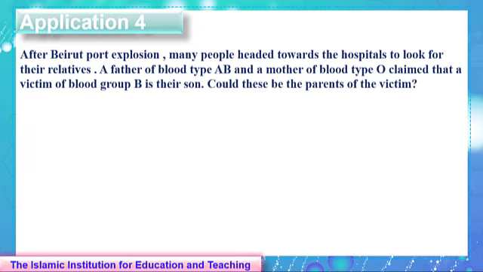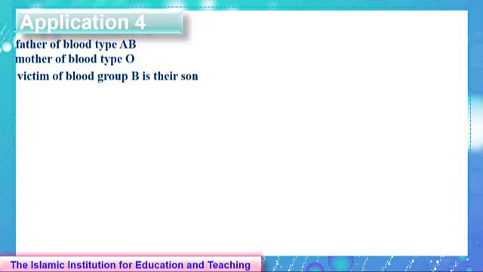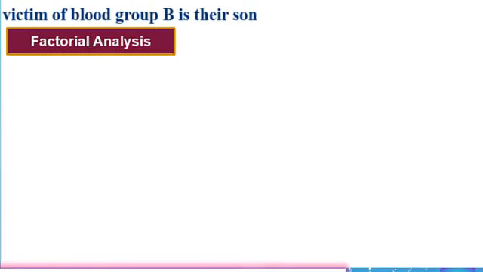Application number 4. After the Beirut port explosion, many people headed towards the hospitals to look for their relatives. A father of blood type AB and a mother of blood type O claimed that a victim of blood group B is their son. Could these be the parents of the victim? So the father has blood type AB, the mother has blood type O, and the victim has blood type B. Here we must do the factorial analysis to discover whether the victim is their son or not.